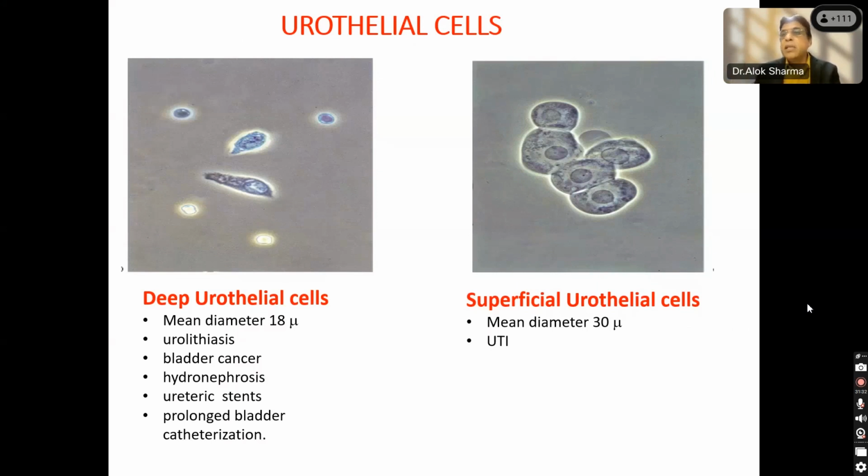Whereas the cells from the deeper layers of the urothelium are much smaller, 15 to 18 microns in diameter. And you can find increased numbers of these cells in renal stone disease, hydronephrosis, and patients who have stents or prolonged catheterization. You get a lot of deep urothelial cells because of this reason. So it is a good idea to differentiate between superficial and deep urothelial cells depending on their size, shape, and morphology.